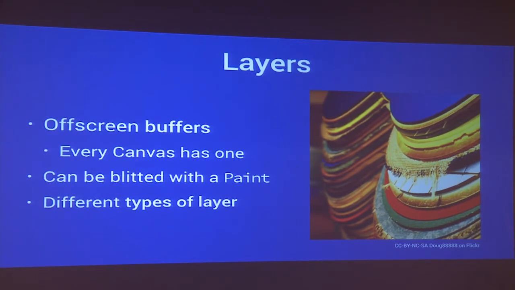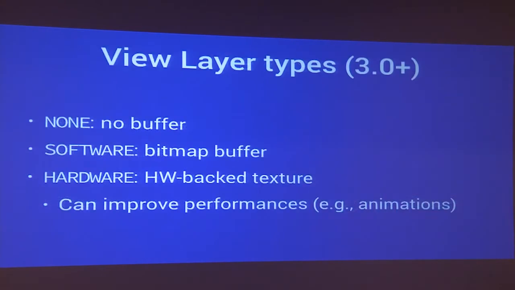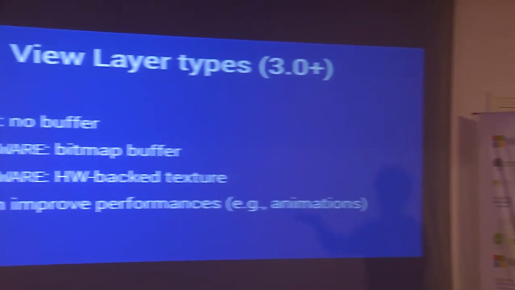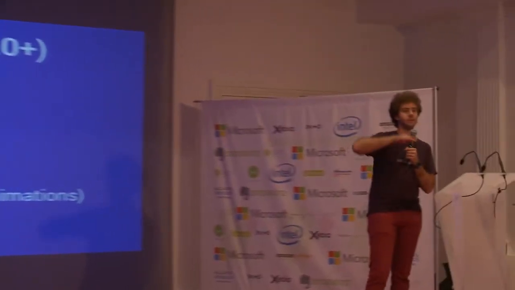There are, by the way, different types of layers. And starting from Android Honeycomb, you can actually, on a view, set the kind of layer that you want to be underneath the view. So you can have none, which means there's no off-screen buffer. You can use software, which means there is a secondary layer that is used as a buffer and then transferred to the primary one.